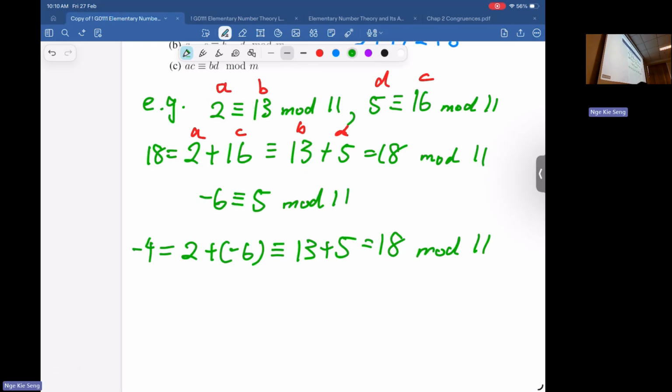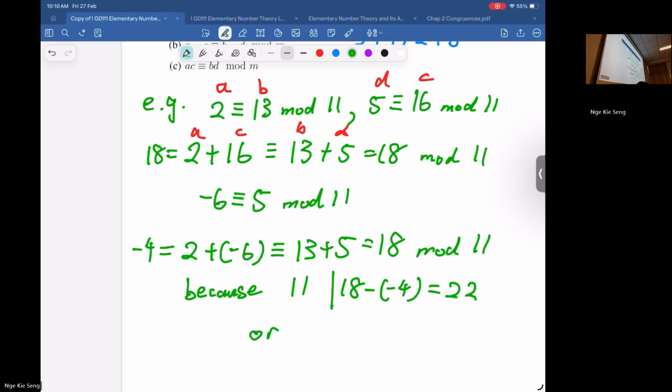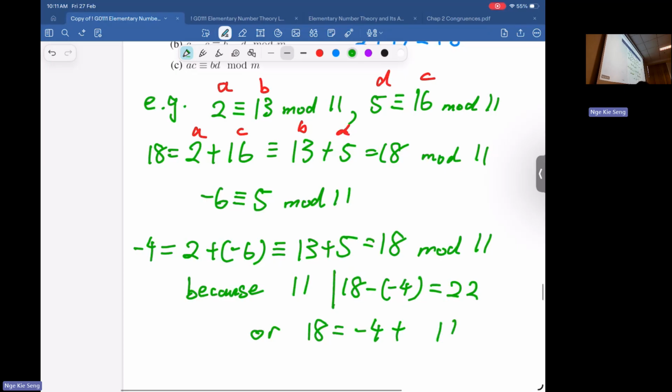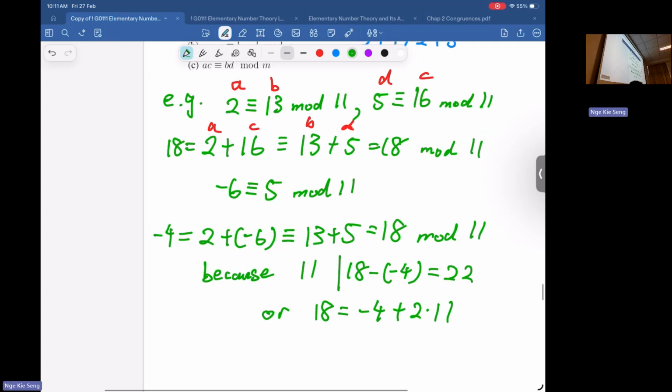So why are they the same? Because 18 minus minus 4, their difference, which is 22, is divisible by 11. Or you can see that 18 is equal to minus 4 plus how many multiples of 11? Any questions?